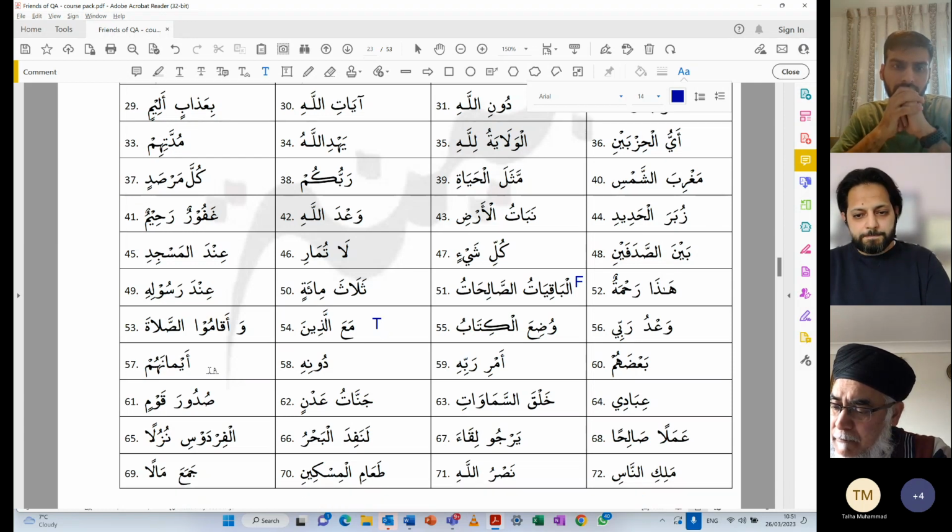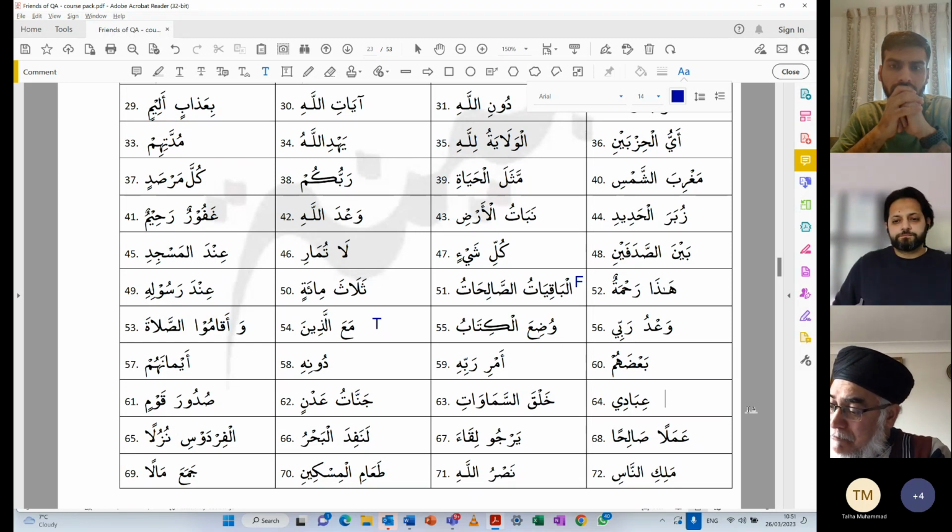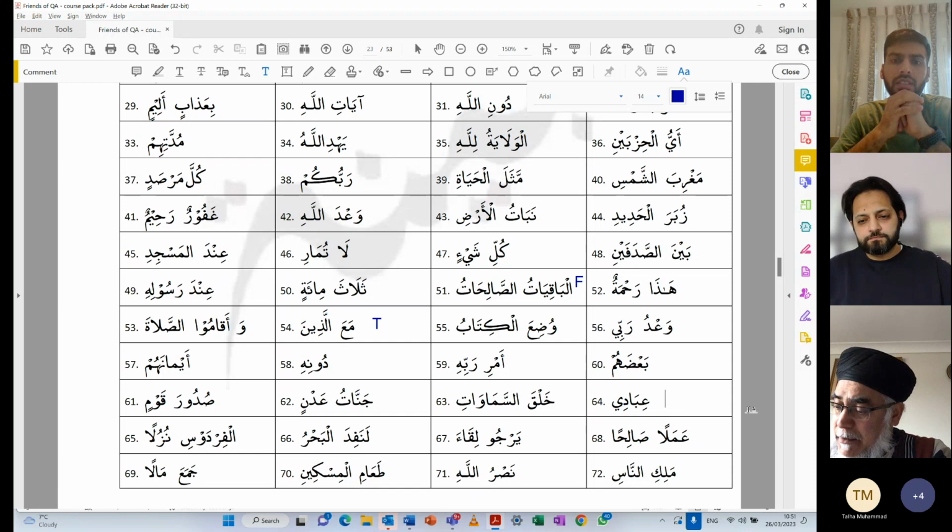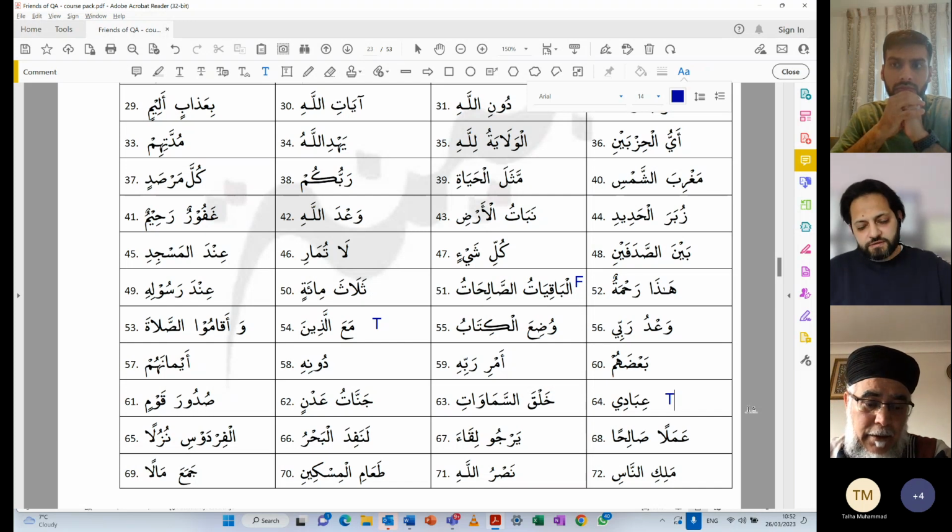Okay. Number 64. It's a mudaf idafa relation. It is idafa. And it's an attached pronoun, the attached pronoun of ana, I. Correct. Excellent. Ibadi plus the attached pronoun of ana, and it is in jar form. Correct. Excellent. Wonderful.